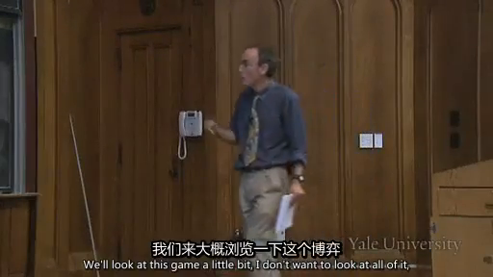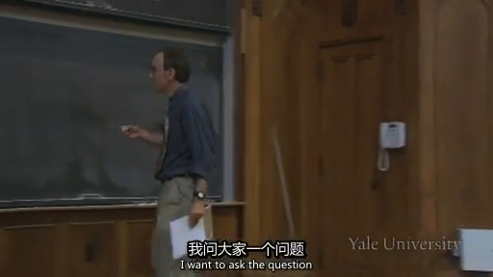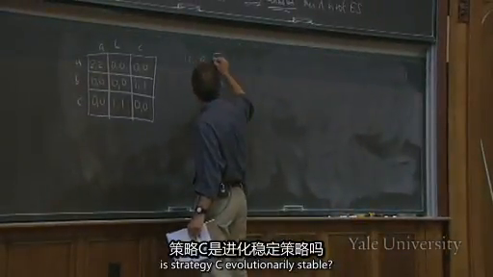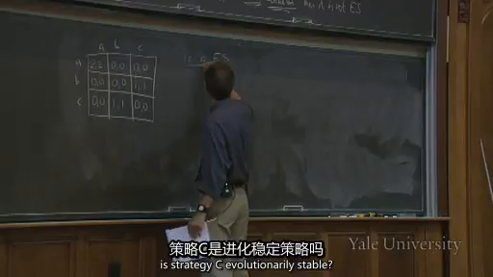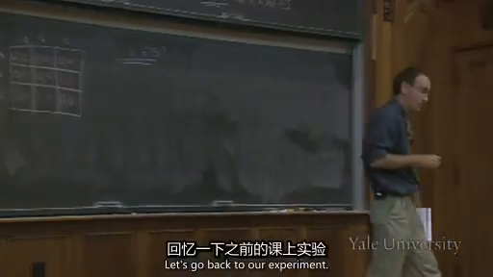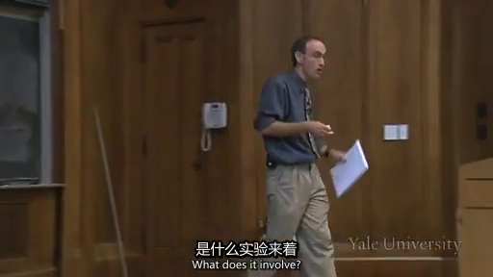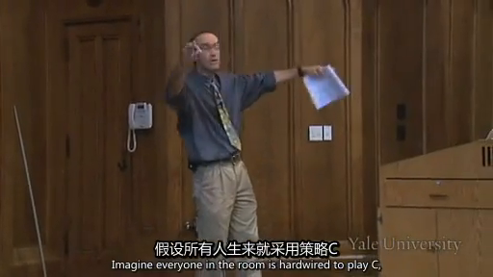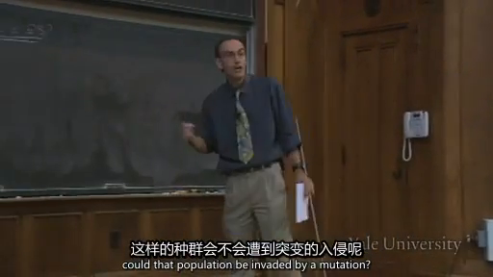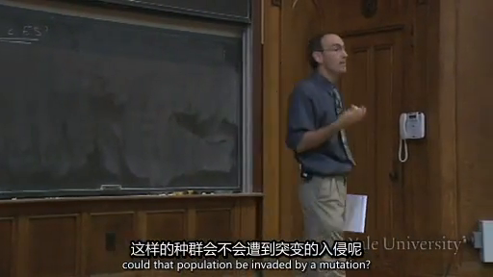If we look at this game a little bit, I don't want to look at all of it. I want to ask the question: is strategy C evolutionarily stable? Let's go back to our experiment. What does it involve? Imagine everyone in the room is hardwired to play C. Could that population be invaded by a mutation?